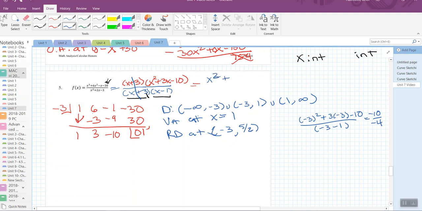Our simplified version of this function is x squared plus 3x minus 10 over x minus 1, remembering that x cannot equal negative 3. So that's our simplified version. That's what we're going to use for everything else now.